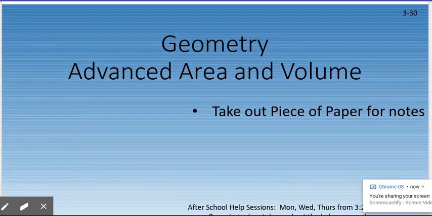This is our quick little assignment here before our real spring break. It's going to be over advanced area and volume is what we're going to focus on. We're going to use some of those polynomial rules from last week that we learned or reviewed from algebra, and we're going to actually use those in order to generate area and volume formulas. So let's get right into it.